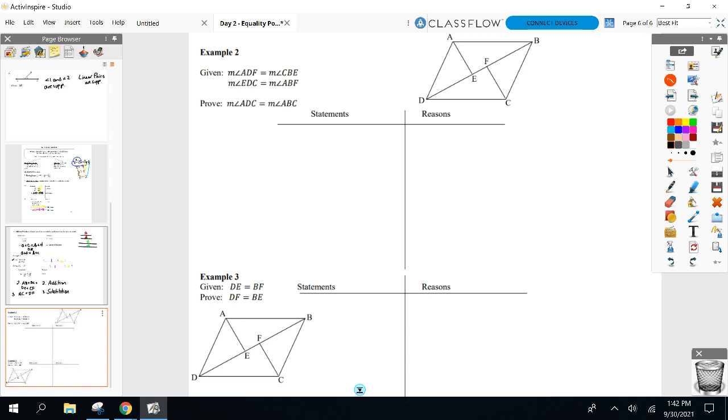Let's see if you can do it with angles now and not segments. Notice I did not write in the givens for you like I did on the last proof. That's the first thing you want to do. Write them in and mark them on your diagram, all right? Angle ADF equals angle CBE. Angle EDC equals angle ABF.